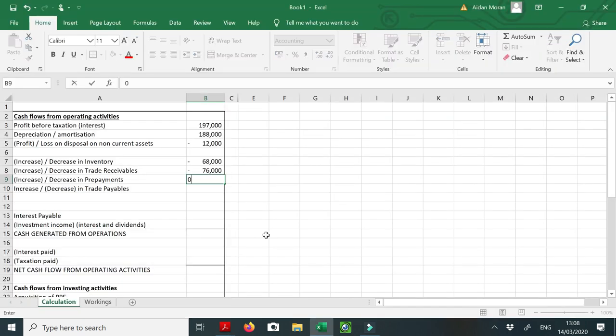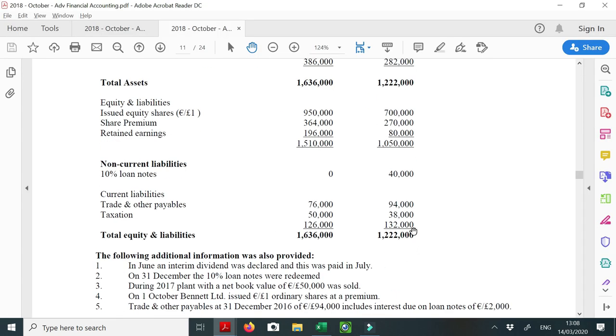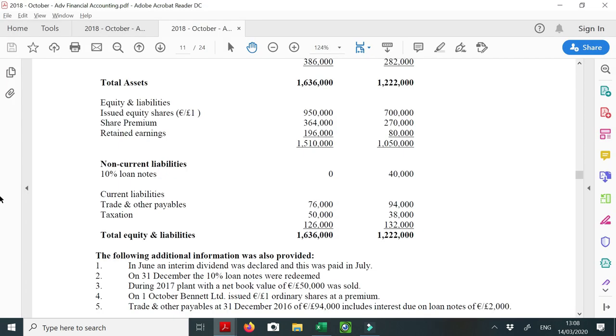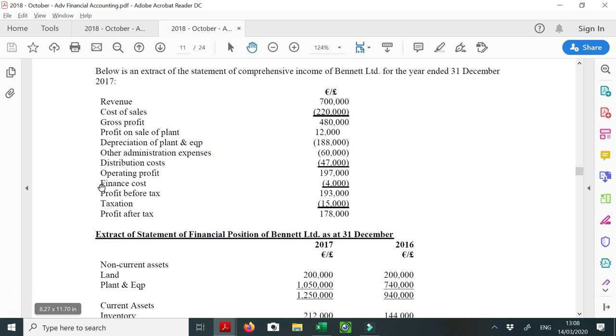But no prepayments. And you need to look at your trade payables. So down in my trade payables, they were 94, but they weren't really, because there was £2,000 we just mentioned in terms of interest. So take away 2, there were only 92. So there were 92, and they fell down to 76. That's a reduction of 16,000. So it's a minus 16,000. Okay. Interest payable is always just given to me in the question. It's just the finance cost. It's going to be 4,000.